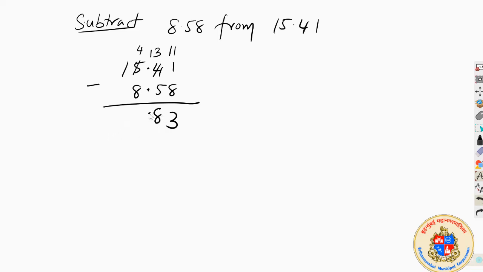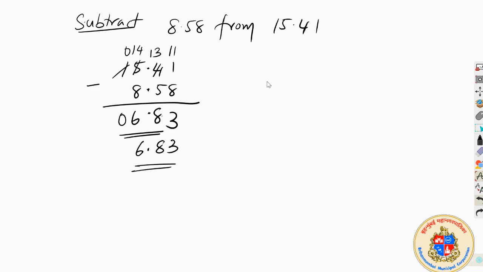Right, the decimal point. 4 minus 8 is not possible, again cancel this, it will become 0. This became 14. 14 minus 8 is 6, and 0. The answer is 6.83. You will write 6.83, and how to subtract, you know very well.